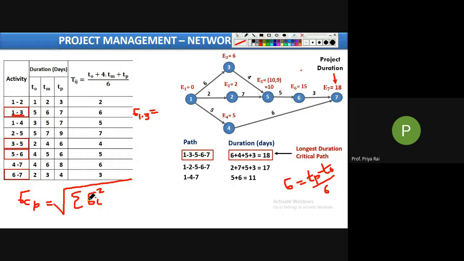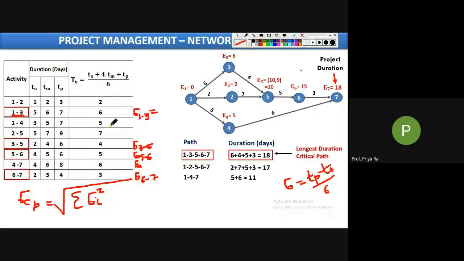And the sigma formula is what? TP minus TO by 6. Now tell me for 1 to 3, what is the value of sigma? Similarly for 3 to 5, calculate the sigma value. Then for sigma 5 to 6, what is the value? Then for sigma 6 to 7. For sigma 1 to 3, what is the value?